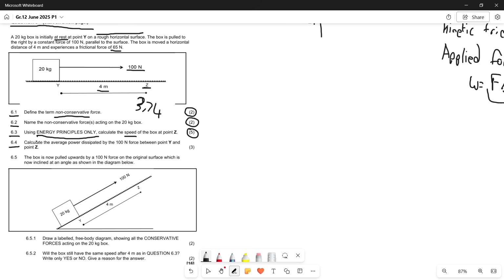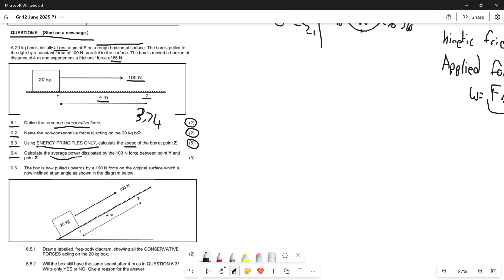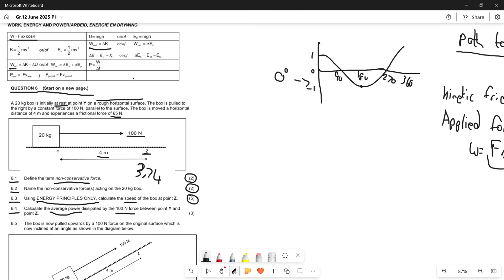And then 6.4 over here says calculate the average power dissipated by the 100 Newton force between point Y and point Z. So it is just focusing on the 100 Newton applied force, and they're asking for the average power. So if we look up here, we have our PAV equals force times VAV. So we're going to go ahead and write that down.